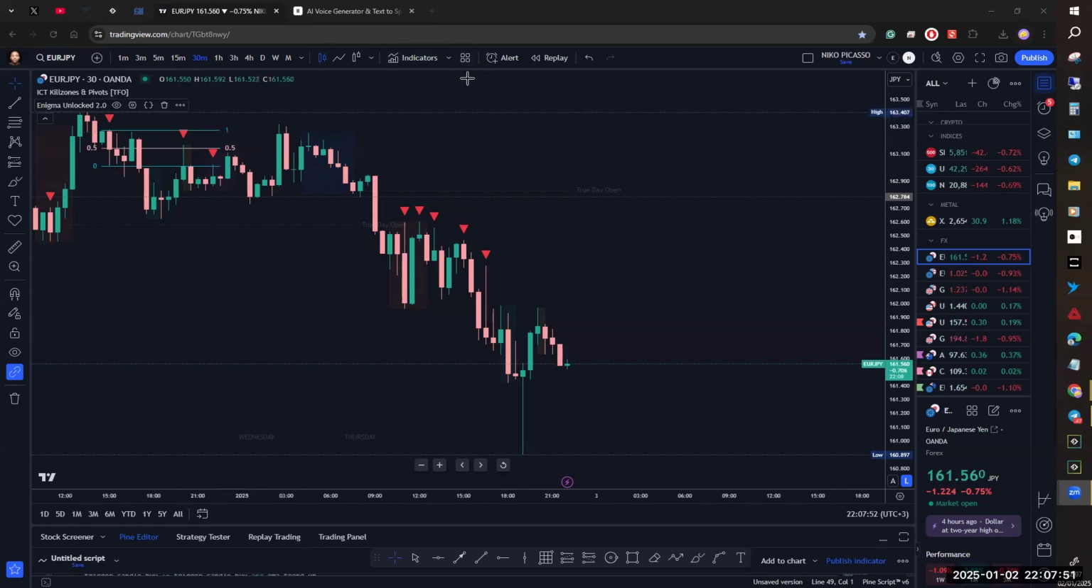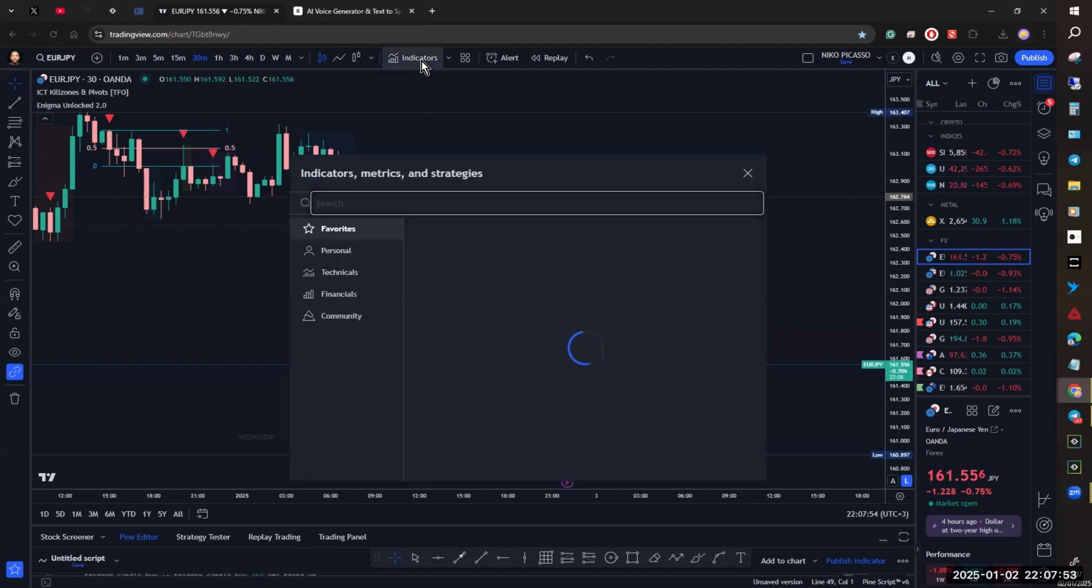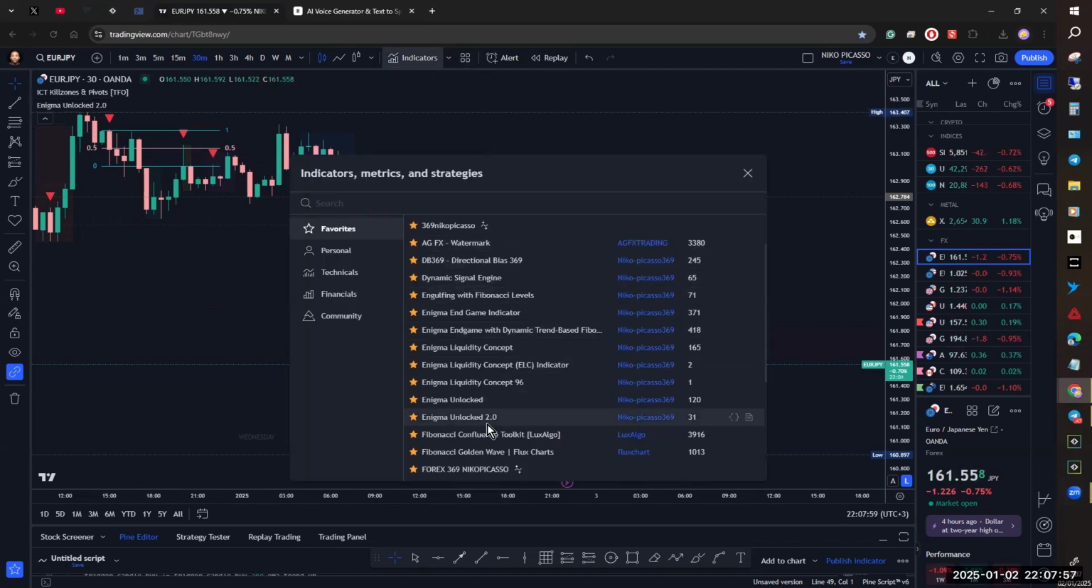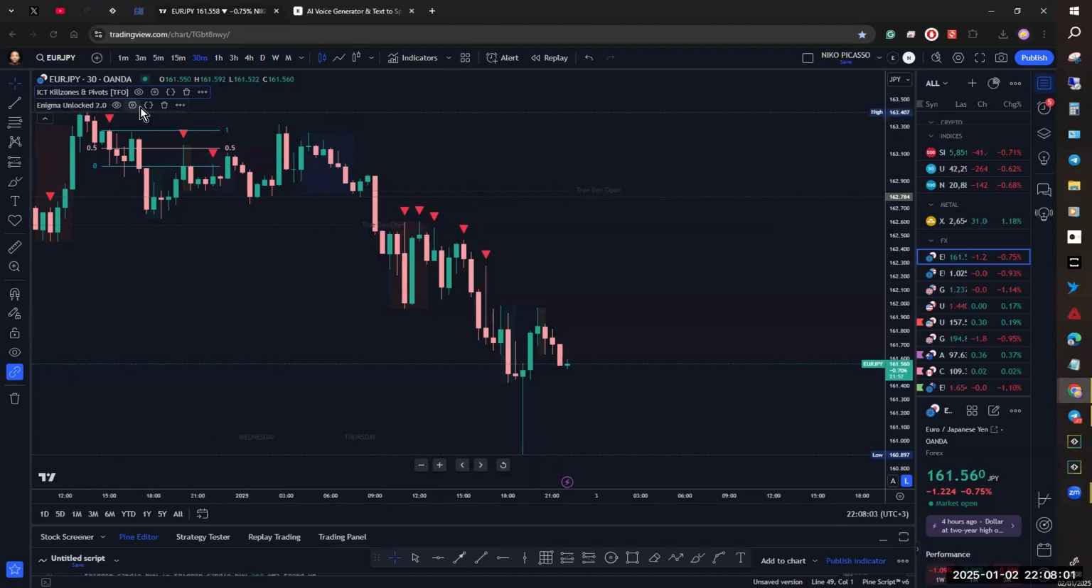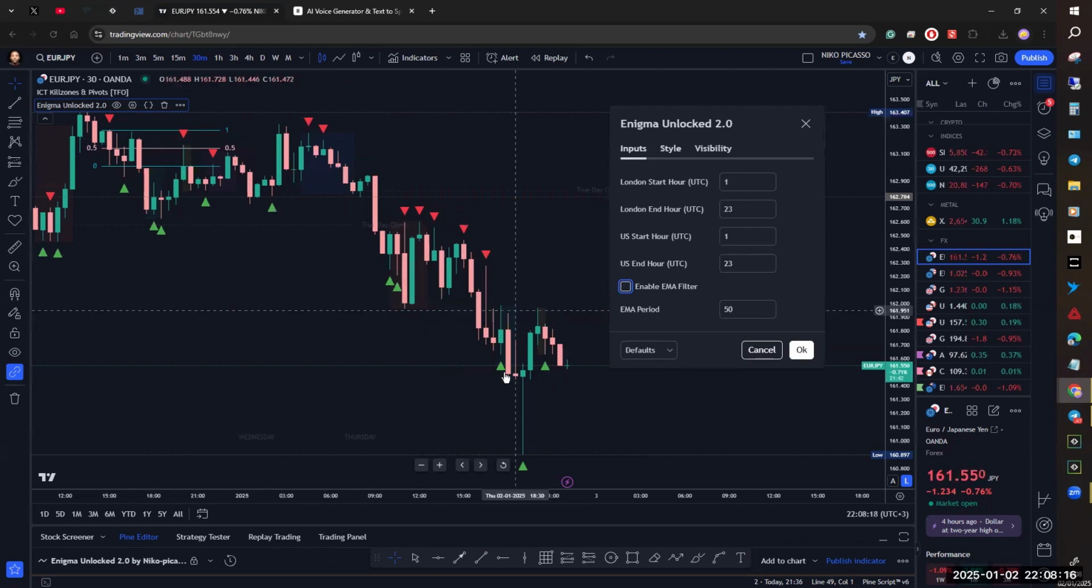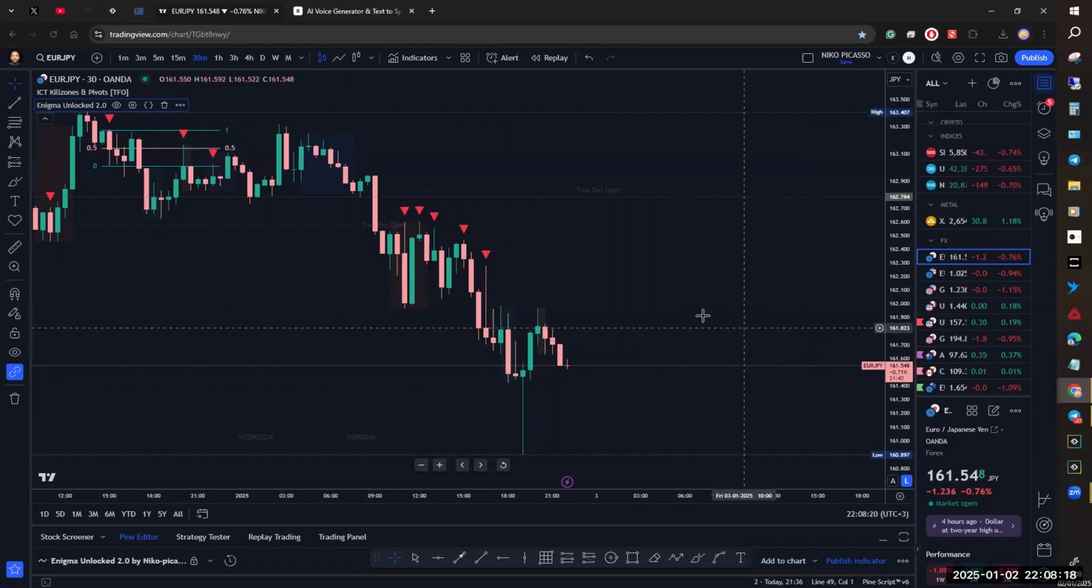So today I have updated the indicator. If you go to your indicator tab in TradingView and you search for Enigma Unlock 2.0, you'll have this indicator here that basically identifies buy and sell signals with the trend. We added the EMA filter so that you get signals only with the trend, because prior, if you toggle it off, then you get signals all the time based on the logic that we are following.